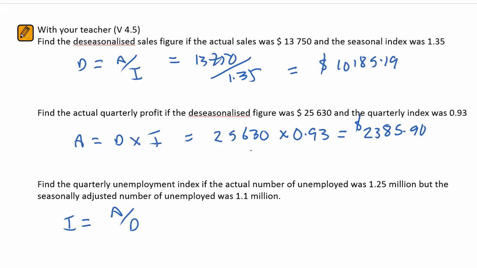Now the quarterly unemployment index, if the actual was 125, the seasonally adjusted was 1.1. This could represent a period of, say, around Christmas time, perhaps where students come out of school and the unemployment rate is higher before smoothing. So to find the index, the actual divided by the deseasonalised. And we end up with a seasonal index, quarterly index in this instance, of 1.14.